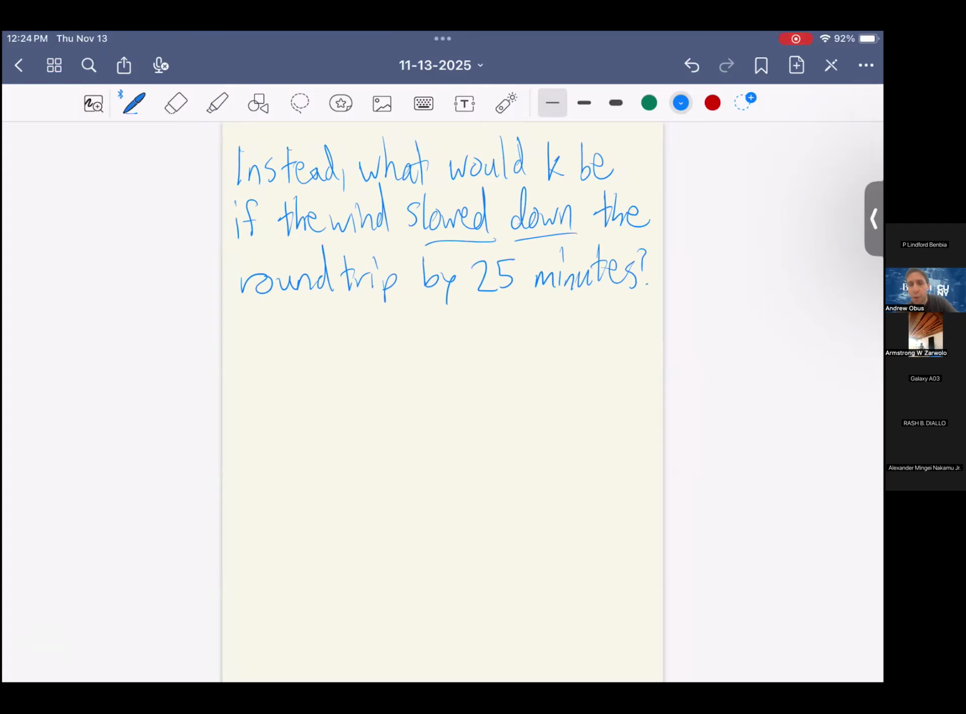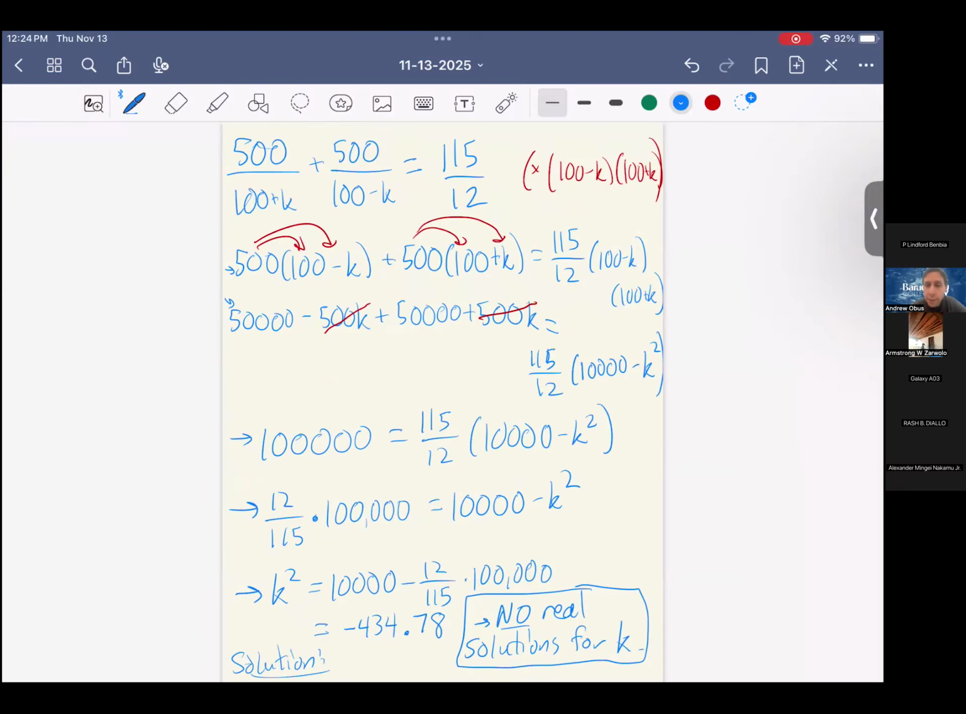So this is a question that we're not going to do now, but it's something that you can do with a similar setup. What we've seen basically is that the wind can't speed the trip up by 25 minutes, no matter what the speed is. So is there a way that the wind could slow down the round trip by 25 minutes? Well, maybe there is. You'd have to solve an equation that's slightly different from the one that we wrote down. Okay? So any questions on this? There's not really anything to check because there's no solutions.